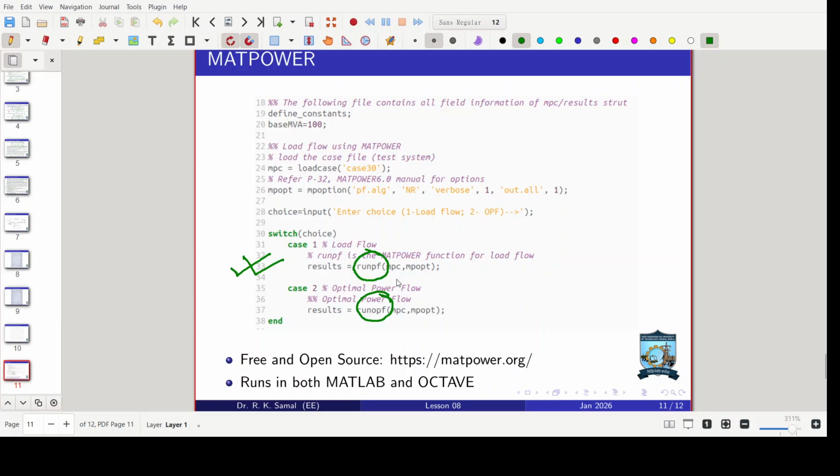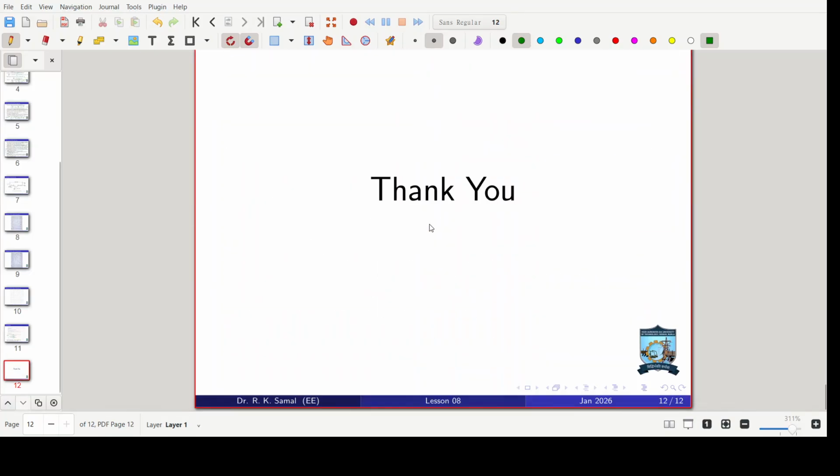and understand the code. With this, we come to the end of the first decoupled load flow method of load flow solution, the FDLF algorithm. This also completes module 1, that is power flow analysis. From next class onwards, we are going to start with economic dispatch. Thank you all.